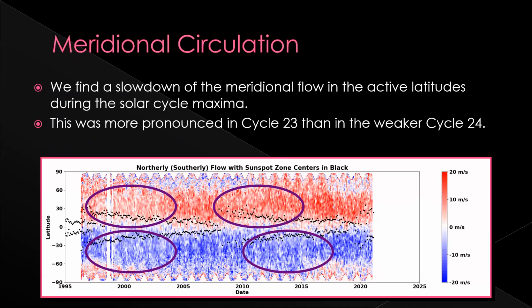If we take a look at the meridional circulation, we do find that there's a slowdown of the meridional flow in the active latitudes. We see this both in cycle 23 and 24, but this was much more pronounced in cycle 23 than in solar cycle 24, which is understandable given that solar cycle 24 was considerably weaker than solar cycle 23. We also note that this effect was offset by about 2 years in solar cycle 24, and this is due to the hemispheric asymmetry in the timing of the active region emergence in solar cycle 24.